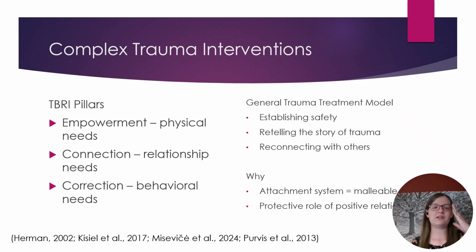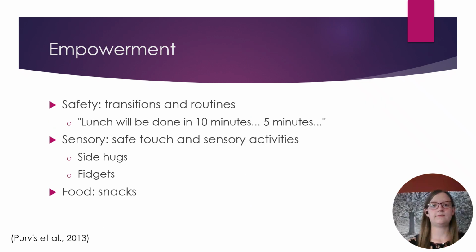Another reason why we want to be developing positive relationships with these kids is that positive relationships can have a great protective role on improving kids' outcomes after complex trauma. In Kisiel et al.'s research on kids in the foster care system who had complex trauma, they found that kids who had positive relationships had better outcomes than kids that didn't, showing how important these positive relationships can be.